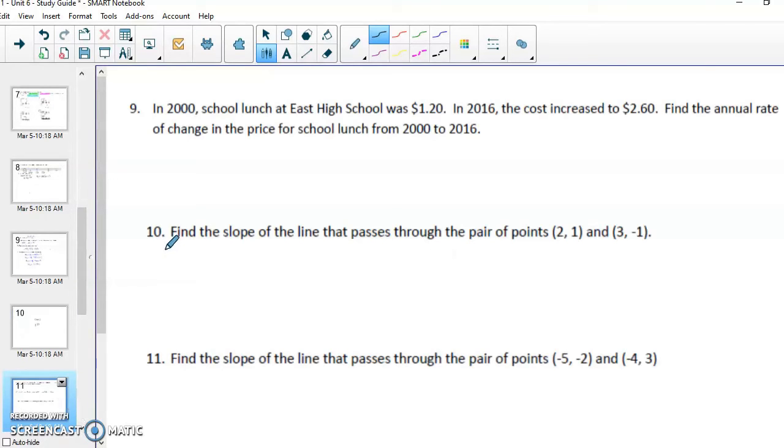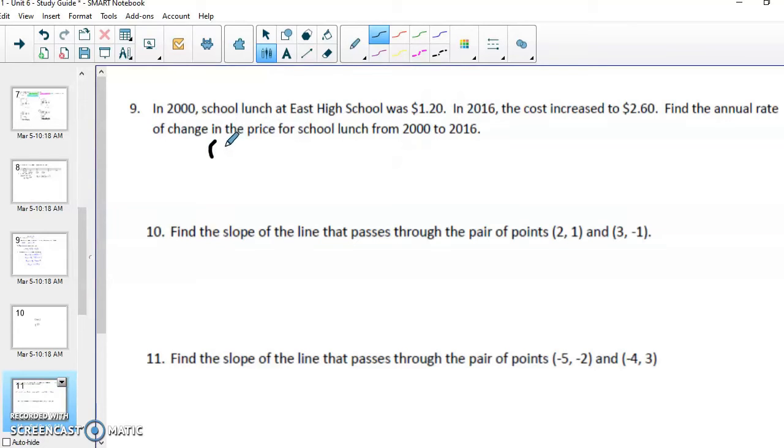So first problem has to do with rate of change. In 2000, school lunch at East High was $1.20. In 2016, the cost increased to $2.60. I hope I said that right. Find the annual rate of change in the price for school lunch from 2000 to 2016.